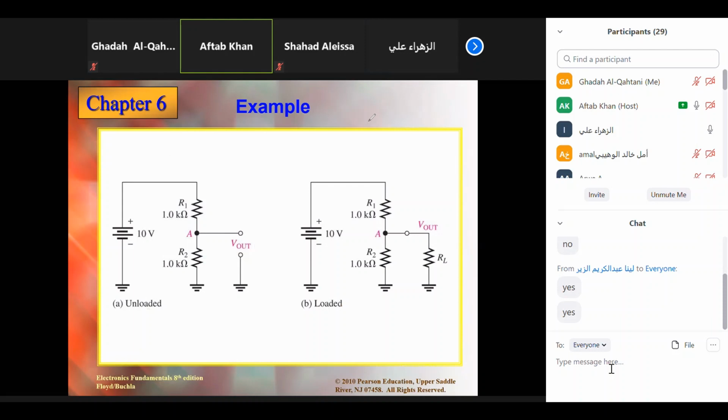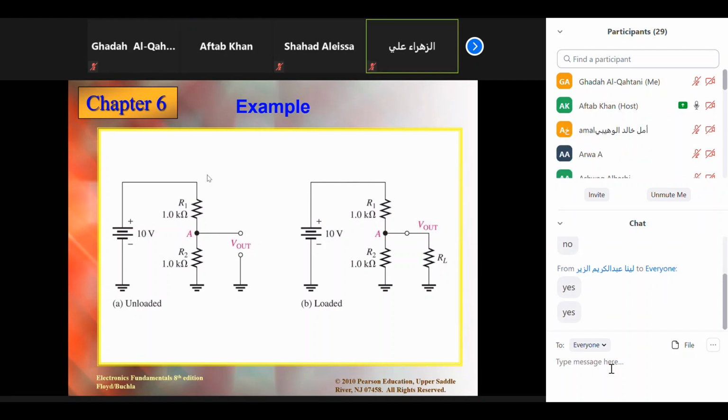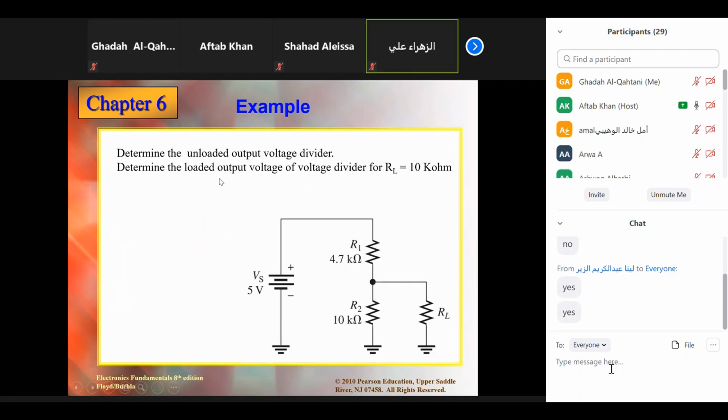Doctor, how do we know whether the circuit is loaded or not? It will be given to you. It will be mentioned in the question itself. See the question, then it will be clear. If a question comes, it will come like this.